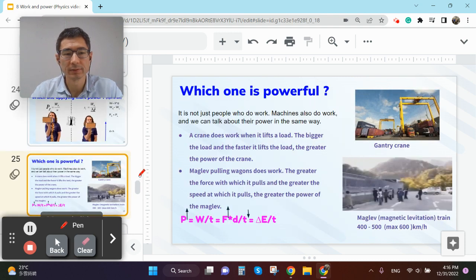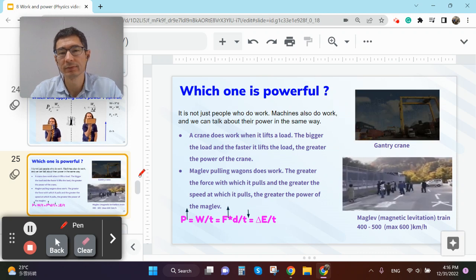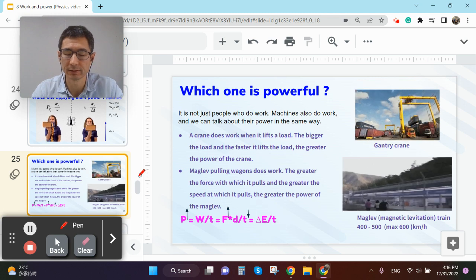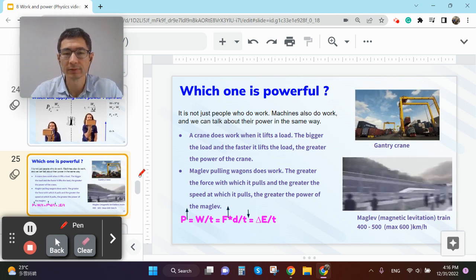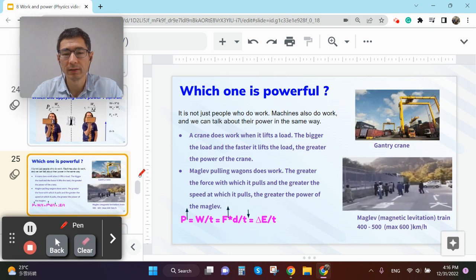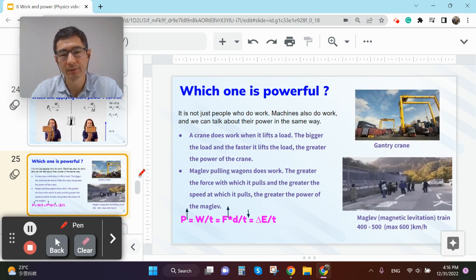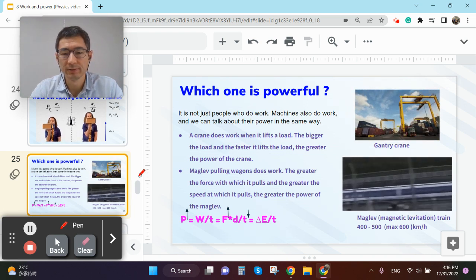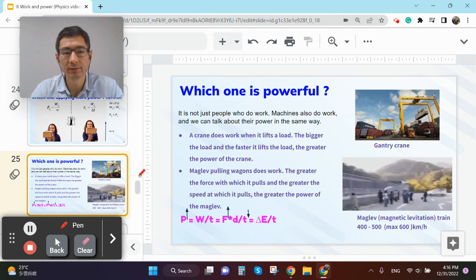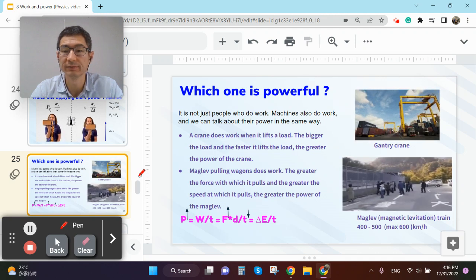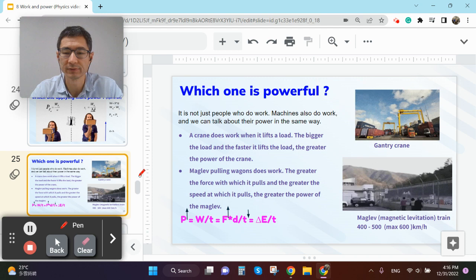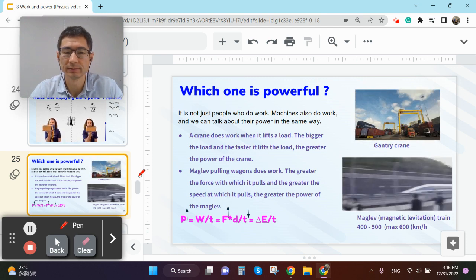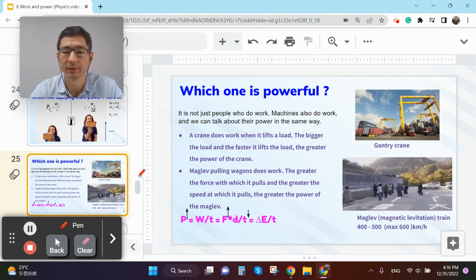Okay, let's continue. Not only people do work. Machines are everywhere around us nowadays, doing work, and in a similar way we can calculate the power to see which machine is more powerful. For example, if a crane is lifting a load, and it lifts a heavier load, and lifts it faster, the greater the power of the crane.